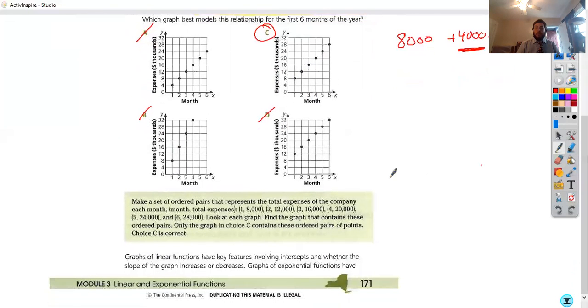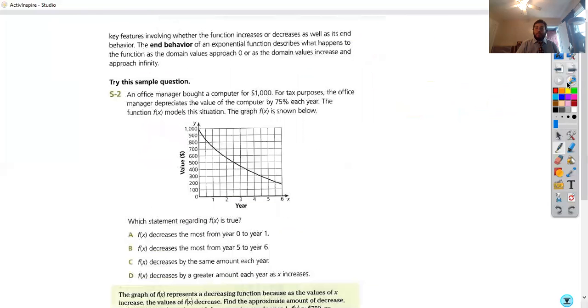So it says graphs of linear functions have key features involving intercepts and whether the slope of the graph increases or decreases. Graphs of exponential functions have key features involving whether the function increases or decreases as well as its end behavior. The end behavior of an exponential function describes what happens to the function as the domain values approach 0 or as the domain values increase and approach infinity.